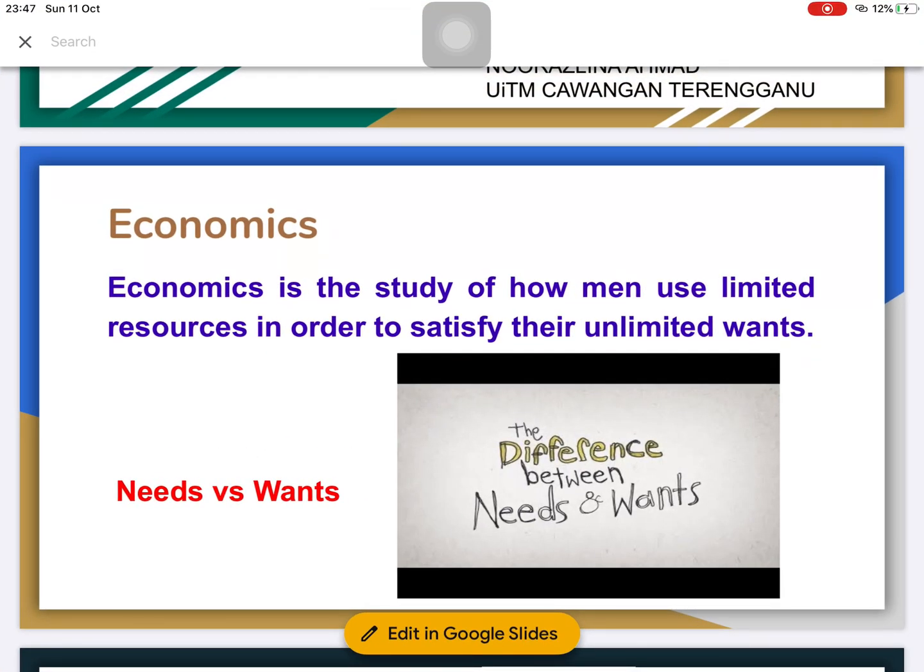Okay, so that is the difference between needs and wants. Needs itu kemahuan, wants itu adalah kehendak, which is wants is unlimited.